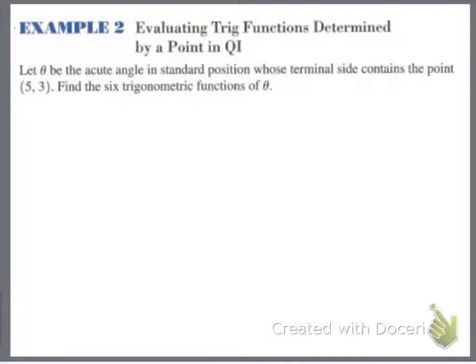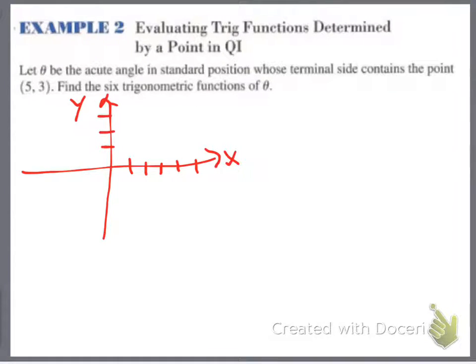It says, let theta be the acute angle in standard position whose terminal side contains the point 5, 3. Find the 6 trig functions of theta. So 1, 2, 3, 4, 5, 1, 2, 3. So there's my terminal side. So here's theta, there's my angle.